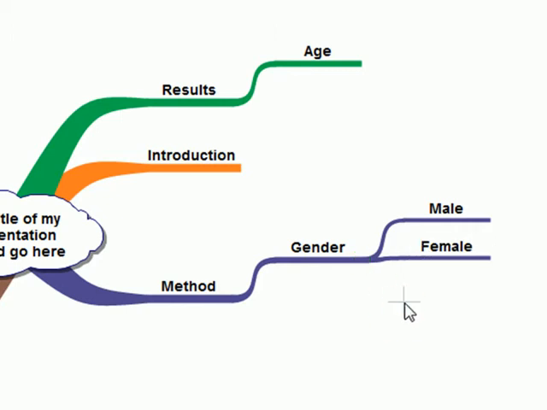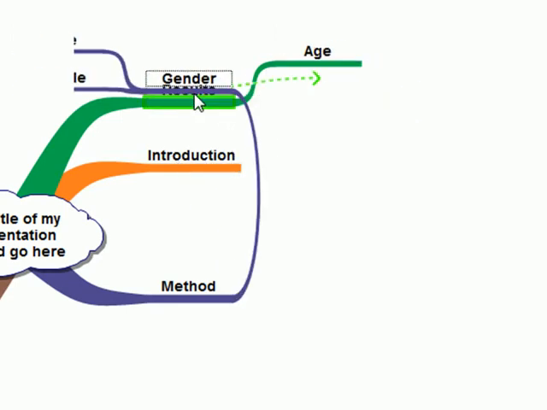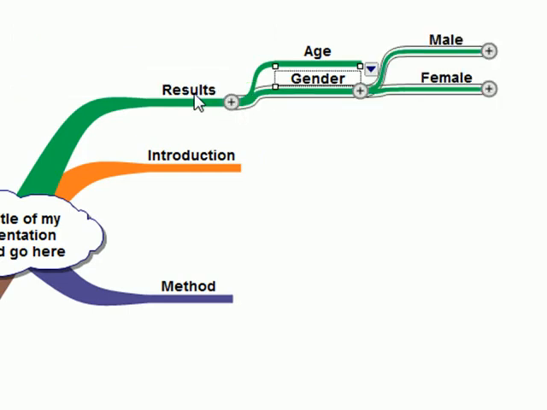Now gender and its 2 branches should really be a sub-level of results. So click and drag that piece of the branch that is under the word gender and drag it over the word results until the dotted green arrow appears. When you let go of the mouse, the new bond forms and the old one breaks, leaving gender and its branches in the new position.